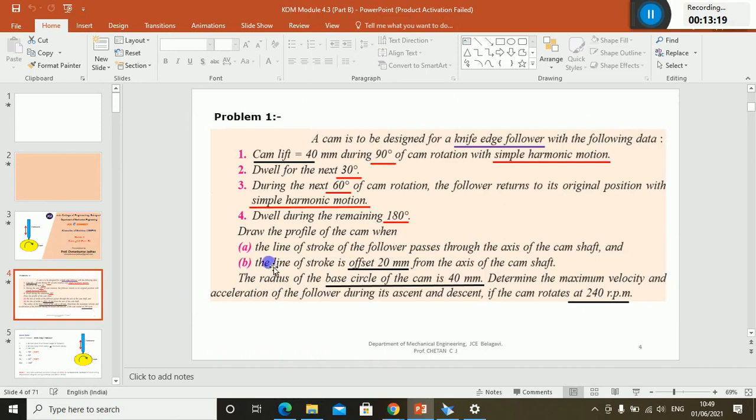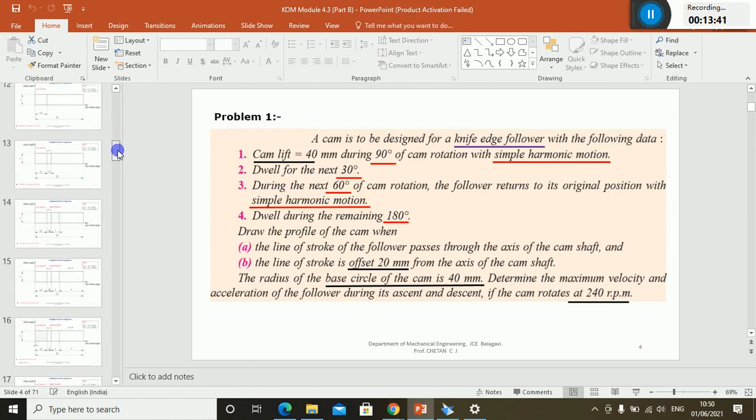So you can see here, you have to draw the cam profile for two conditions. The first condition is the line of stroke of the follower passes through the axis of the camshaft, and the second condition is the line of stroke of the follower is offset by 20 mm from the axis of the camshaft. Okay, so these two cam profiles you have to draw, which carry 5 marks each.